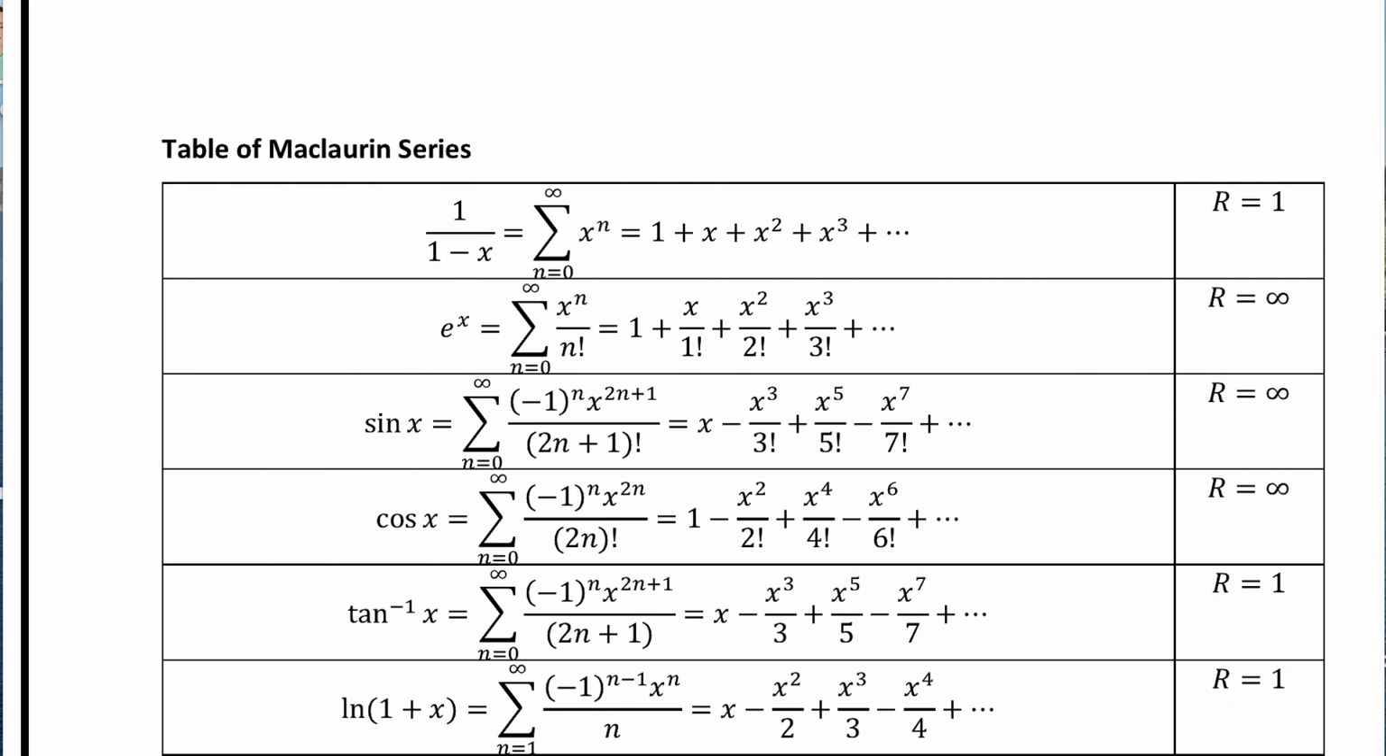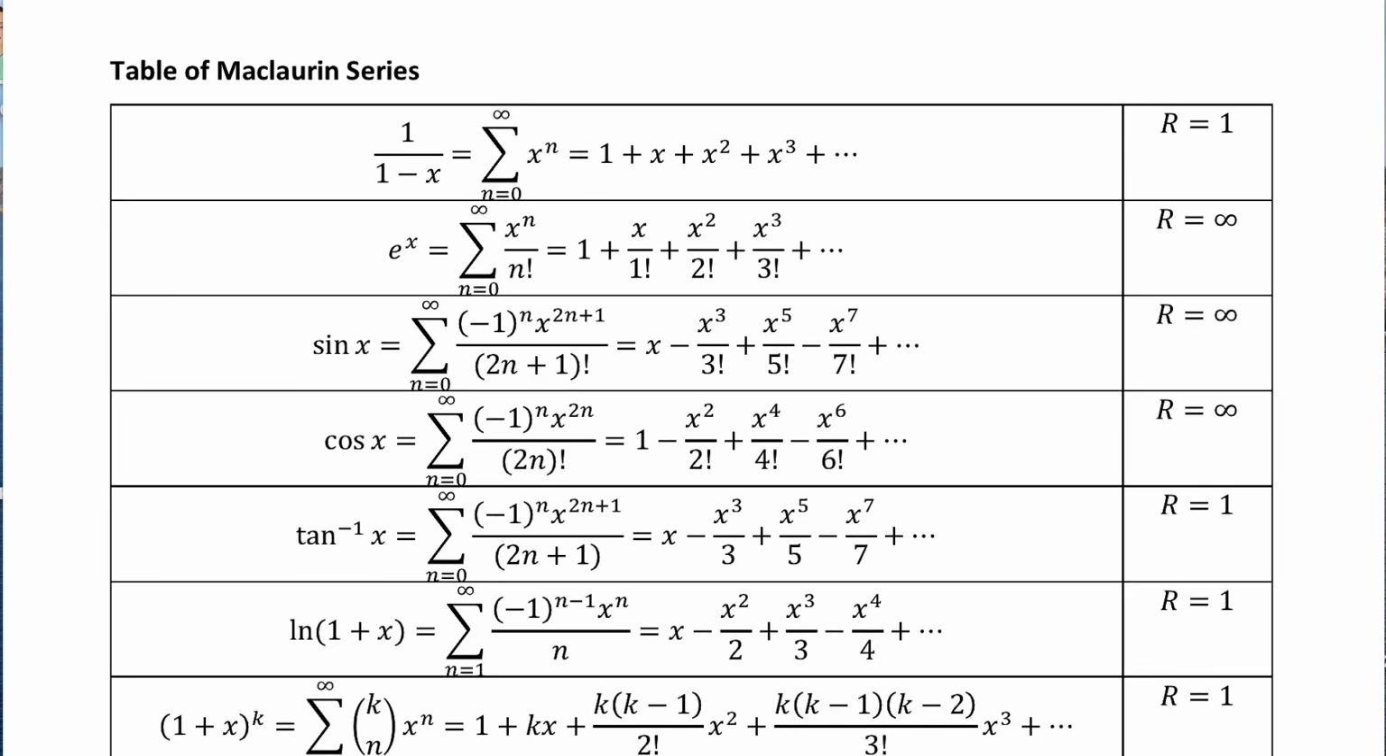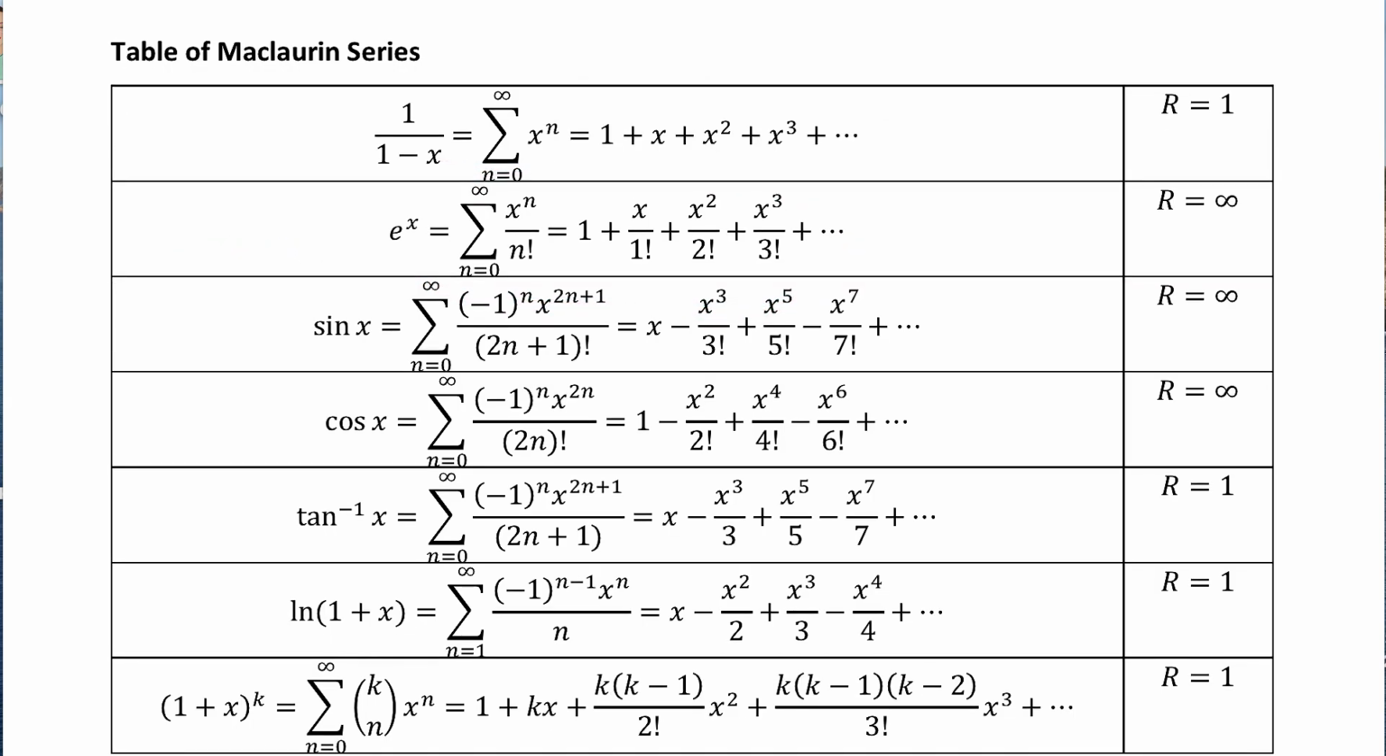So let me start by showing you a table of Maclaurin series. The first one here you probably recognize is just a geometric series. This one we computed. This is e to the x. Sine of x, we also did. Cosine of x we got by taking the derivative of sine of x. Then here I'm giving you tangent inverse.